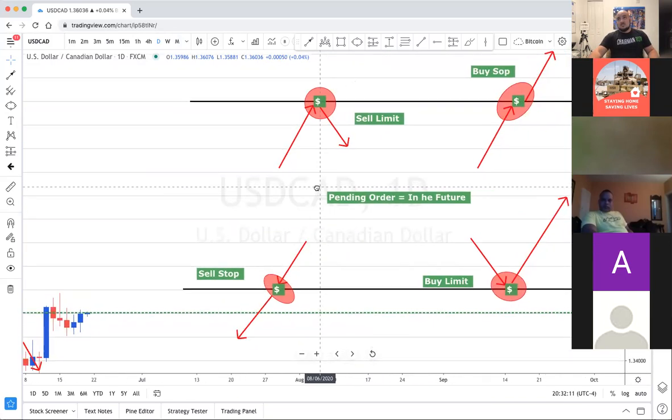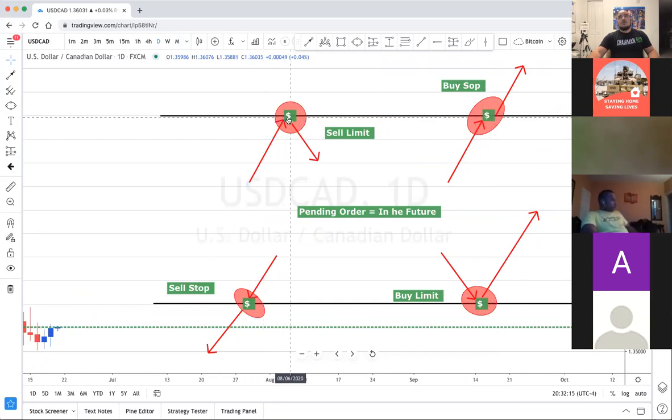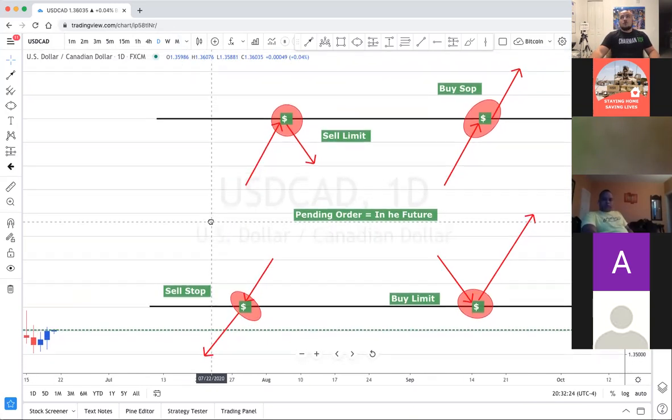When price hits the number in the area, it's going to activate. Doesn't matter if it's a wick or a candle, price went through it, and it's either going to keep going or it's going to reverse, but that's it. That's a pending order.